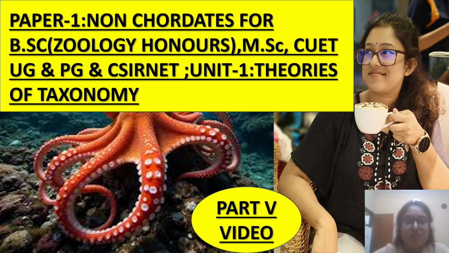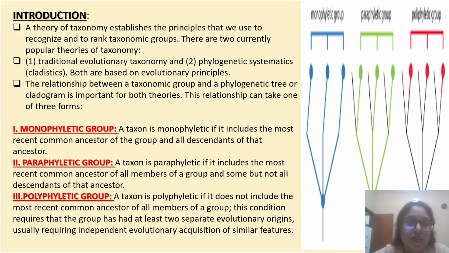Today I also discuss the paper Diversity of Life Forms, Unit 1, Theories of Taxonomy. It is the last topic of Unit 1. A theory of taxonomy establishes the principles that we use to recognize and to rank taxonomic groups. There are two currently popular theories of taxonomy.